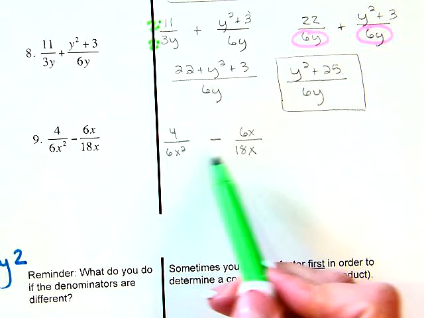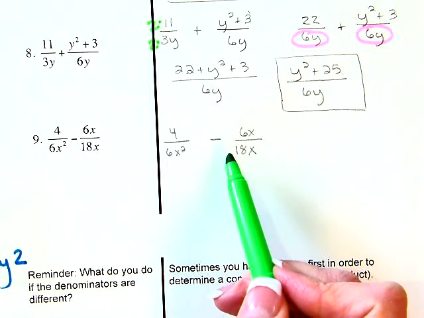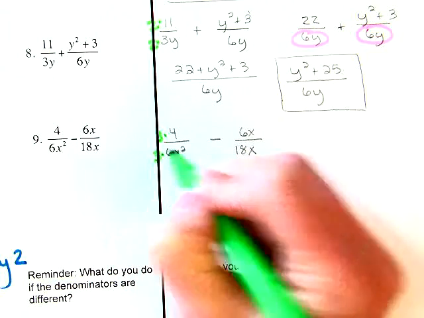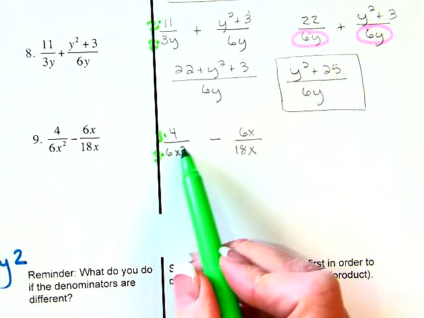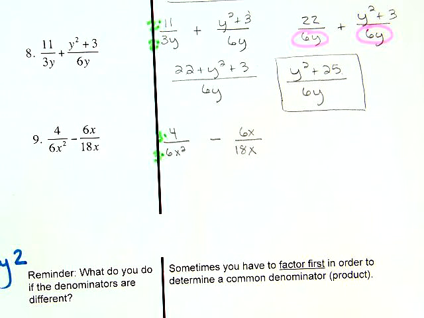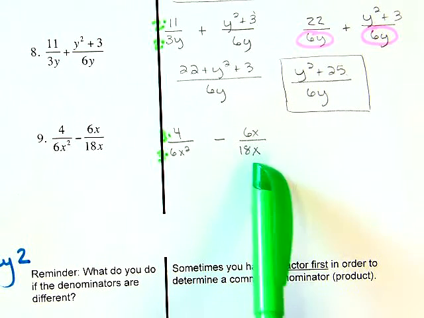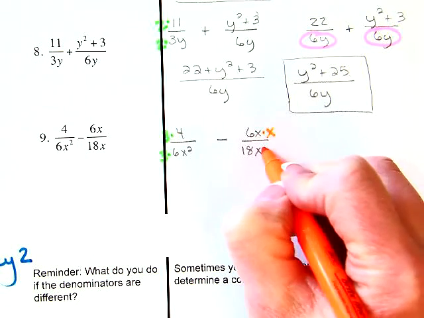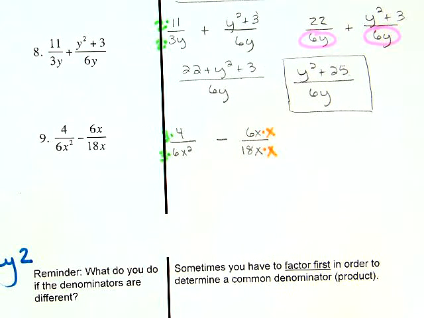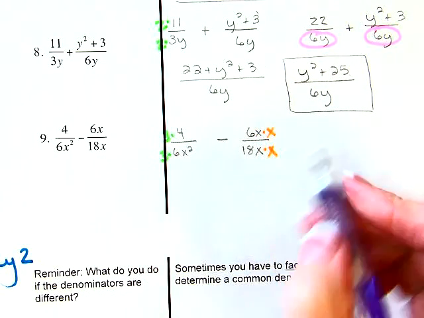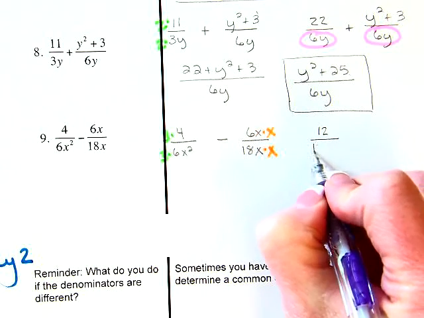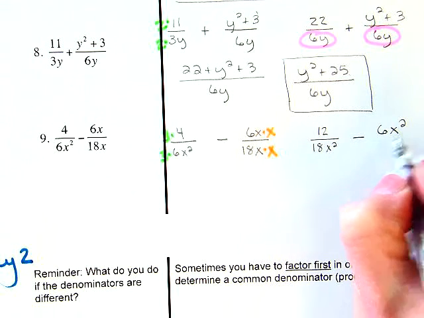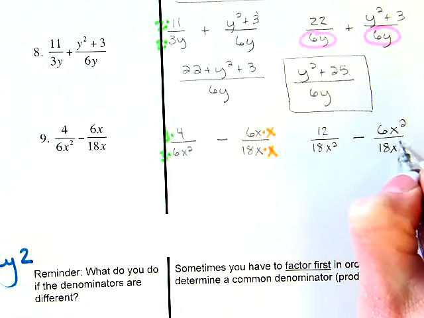So I'm looking at a 6x squared and an 18x. If I count by 6's, I get to 18. So I'm going to leave the 18 here, but I'm going to multiply the top and the bottom by a 3. Now this side has 2 powers of x, and that one only has 1 power. And so this right fraction denominator is missing a power. So I need to multiply both top and bottom by 1 power. All right, so this fraction is now 12 over 18x squared minus 6x squared over 18x squared.